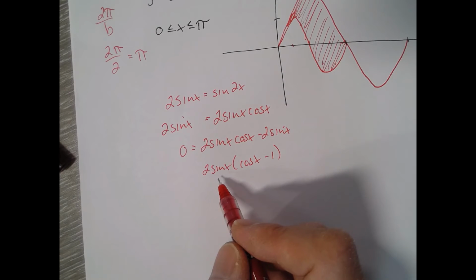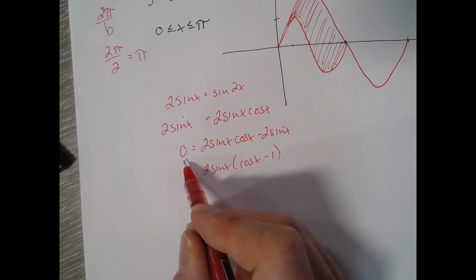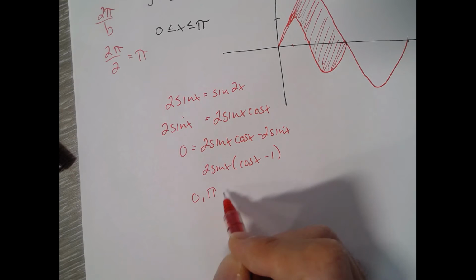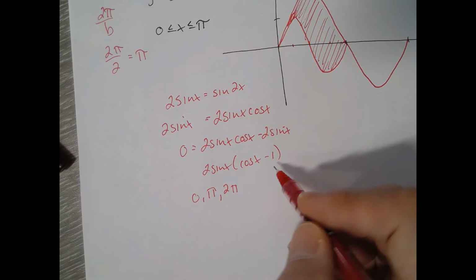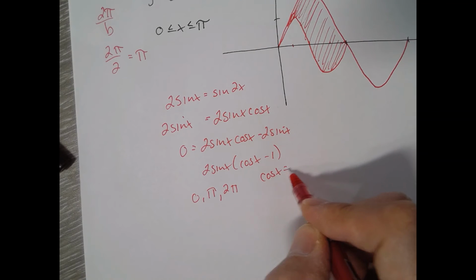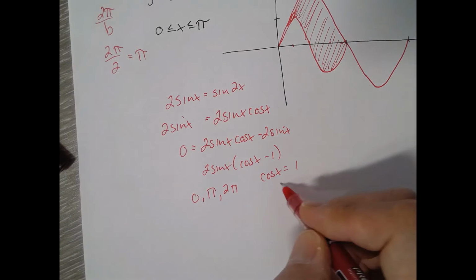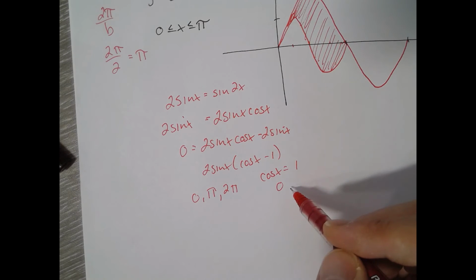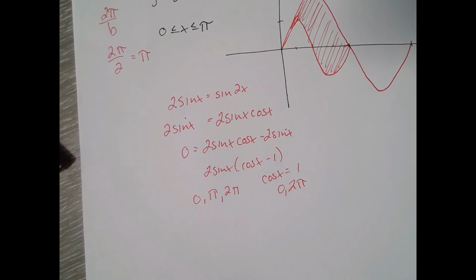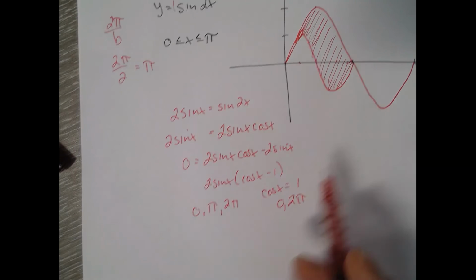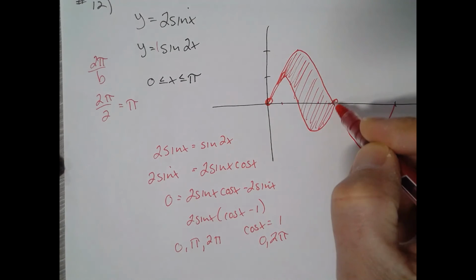Sine is equal to 0 at 0, pi, and so on. Set that equal to 0. When is cosine equal to 1? That would be at 0 and 2 pi, etc. Okay, so they intersect at 0 and pi, which we have here is 0 and pi.